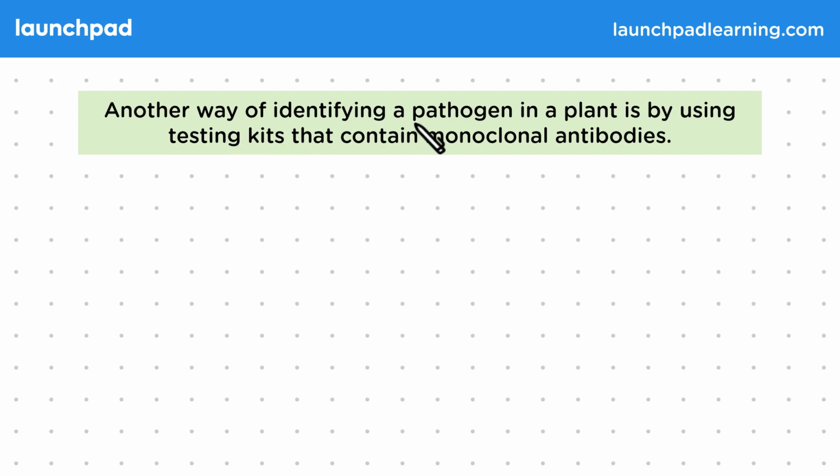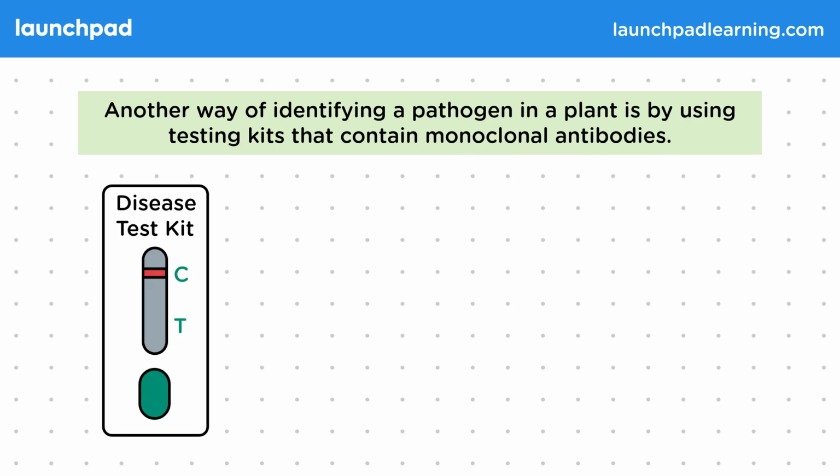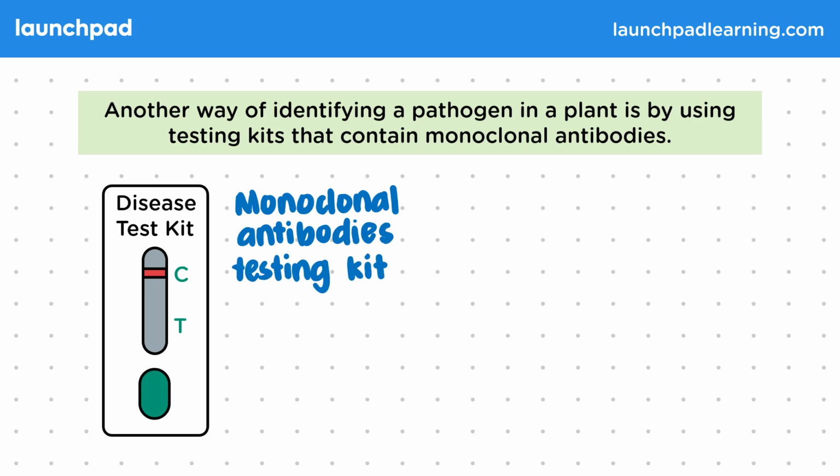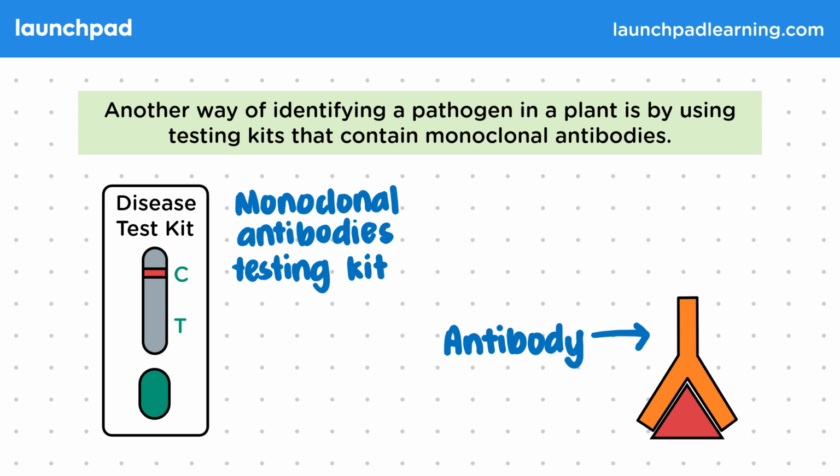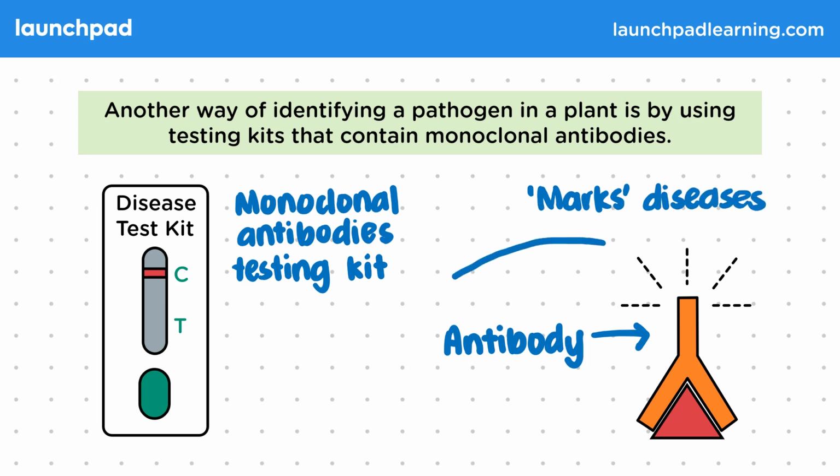Another way of identifying a pathogen in a plant is by using testing kits that contain monoclonal antibodies. Specific pathogens can be identified using testing kits that contain monoclonal antibodies. The antibodies will attach to certain pathogens and mark them. When the pathogen has been marked, this makes them visible to the person doing the test, commonly through a mark appearing on the kit, which is a positive result. For the exam, you don't need to describe how these kits work, just know that they utilise monoclonal antibodies.